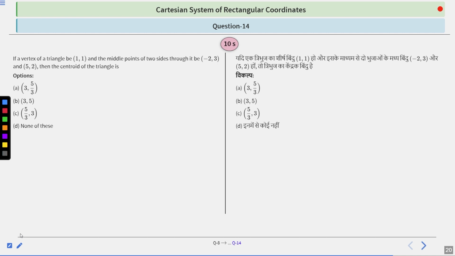So the hint of this question is we can assume the coordinates of the centroid as (h, k), and a vertex of the triangle is given as (1, 1) and the middle points of two sides through it be (minus 2, 3) and (5, 2). Then by using the properties of triangle and coordinates, we can easily find the centroid of the triangle. Clear? By using the centroid formula. So in this way you can try to approach this question. You have 10 seconds to solve or think about this question. After 10 seconds we will discuss the solution part, right?